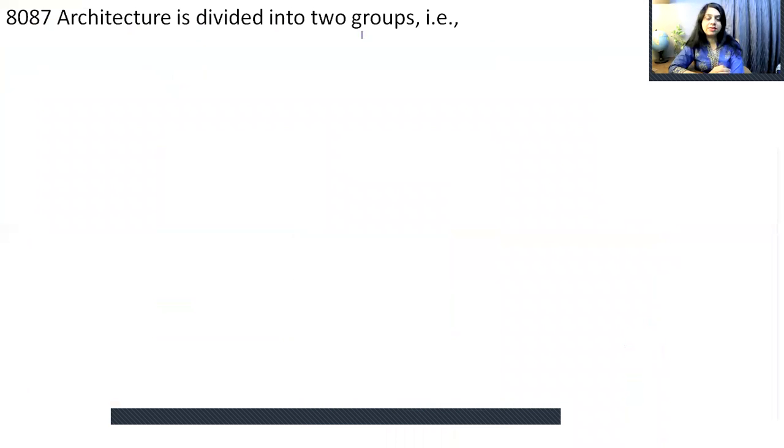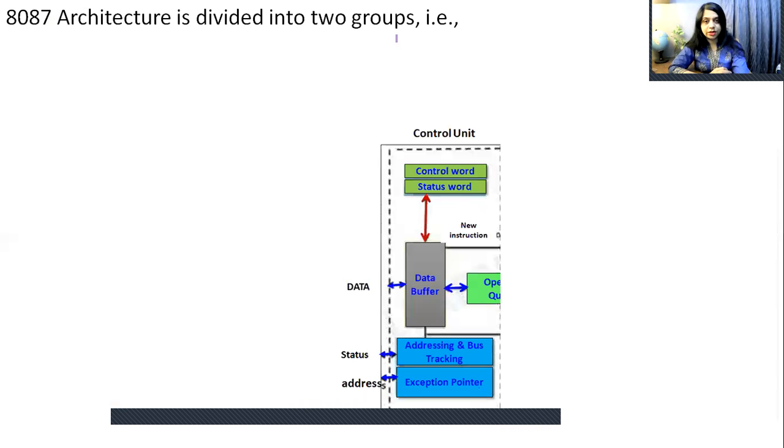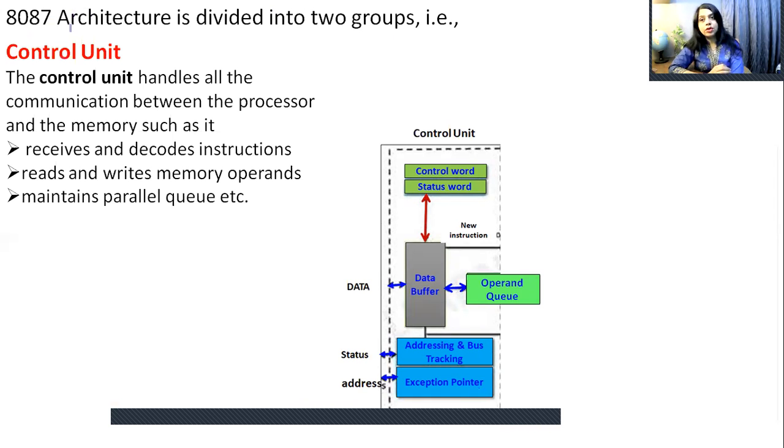8087 architecture is divided into two groups. What are they? The first is the control unit. What does the control unit do? The control unit of 8087 handles all communication between the processor and memory. In the previous diagram, you have seen that we have stored the program in the memory, and memory was connected to 86 and 87. So it was fetching the instruction from the memory, or it will fetch data from the memory, and all this data transfer is taken care of by the control unit of 8087.